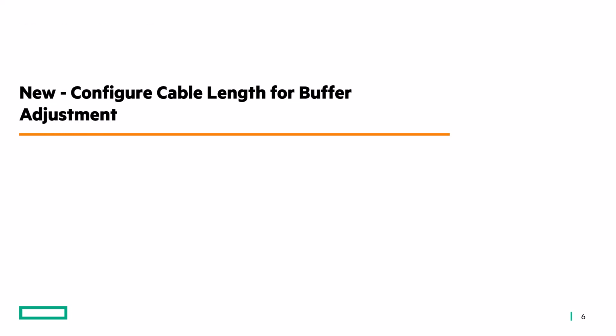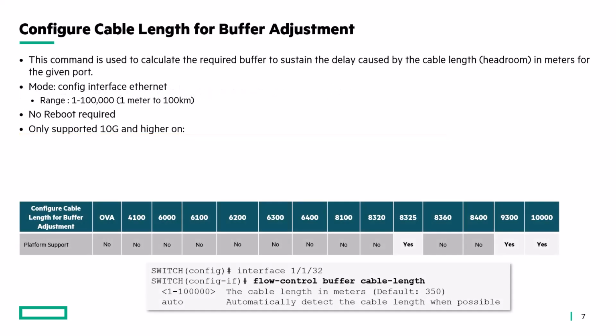So what is this new feature that we're introducing? This is called Configure Cable Length for Buffer Adjustments. This is a command which helps us calculate the required buffer to help sustain the delay caused by a long cable. And it's leveraged in meters. You can see the range is from 1 meter to 100 kilometers. There's no reboot required. And it is only supported on 10 gig and higher interfaces currently with the 8325, the 9300, and the 10K.